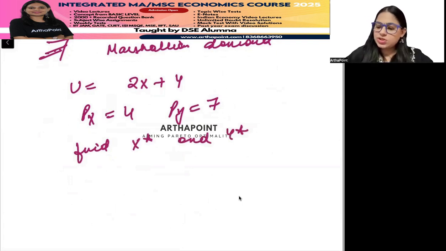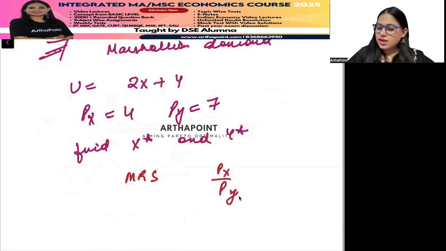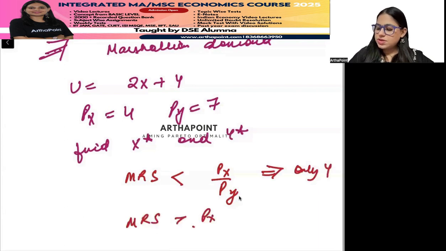तो उसके लिए आपको पता होना चाहिए that you will equate MRS to px by py. And if this is the condition, then you will consume only good y. If MRS is going to be px by py, you will consume only good x. So ये comparison करके you will be able to find the answer.